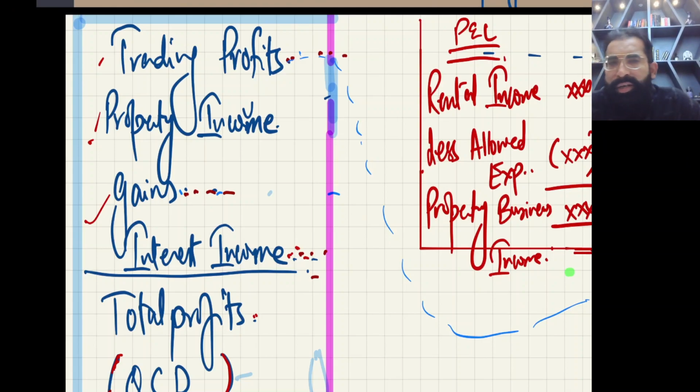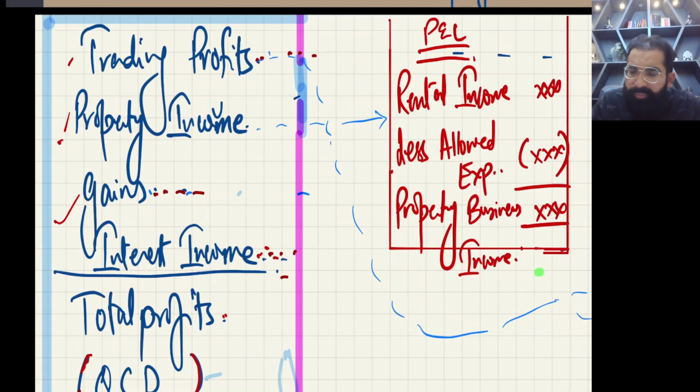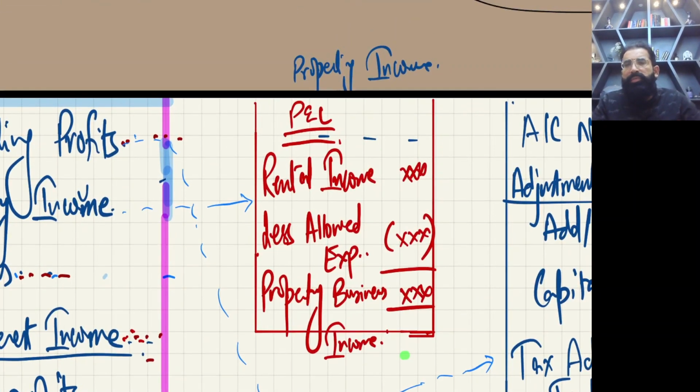The second thing is property income. Hope you remember in the early days when you started this F6 course, I think in the third lecture, third topic, I taught property income. Now how to calculate property income? If you double click here, you will go here. So this is the P&L of property income: rental income less allowed expenses. So you need to prepare this P&L, and the final answer will go in the main sheet.